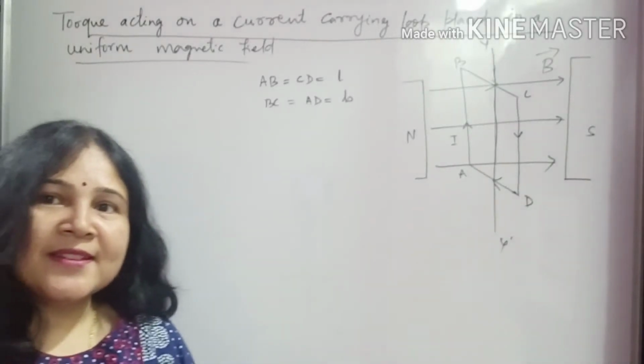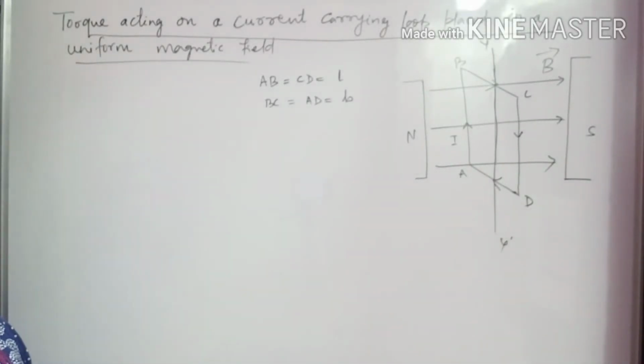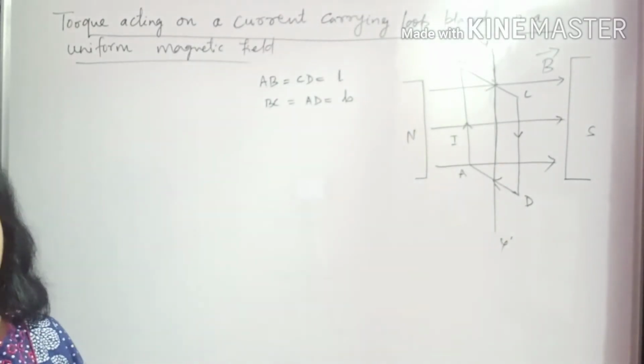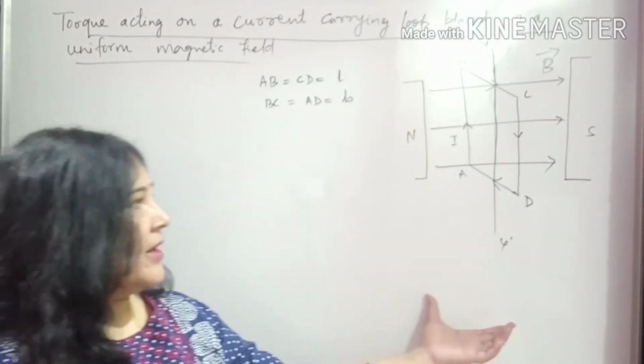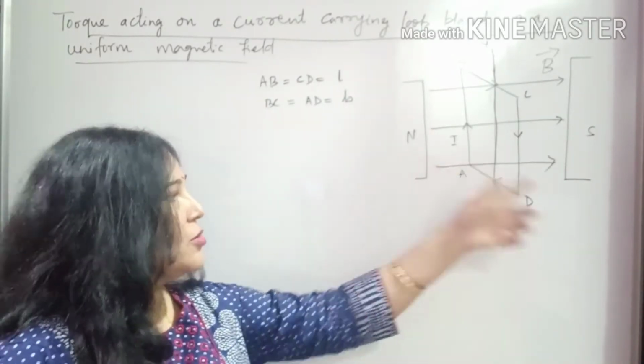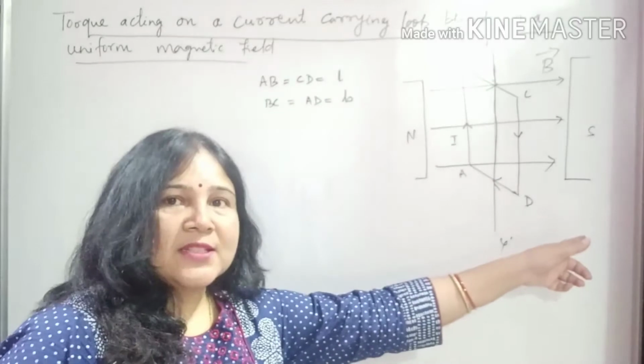Hello students, today we will discuss the torque acting on a current carrying loop when it is placed in a uniform magnetic field. See here in the diagram I have drawn. I have taken a uniform magnetic field here. These are the two pole pieces, this is north and this is south.